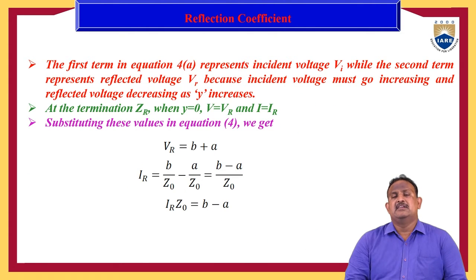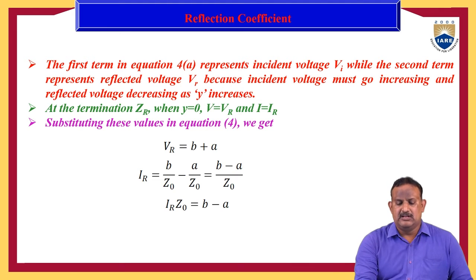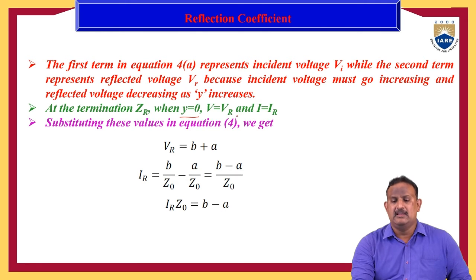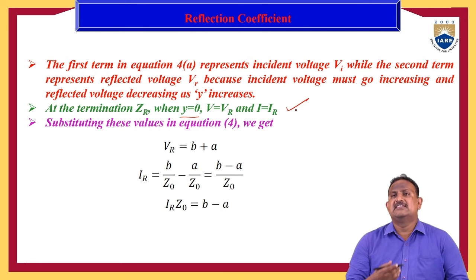So at the termination ZR, where ZR is the receiving end impedance, y is measured from the termination. Let us assume y is equal to 0. So at the receiving end, we can assume V is equal to VR and I is equal to IR, where VR is the receiving end voltage and IR is the receiving end current.